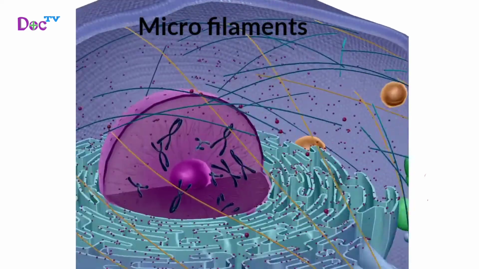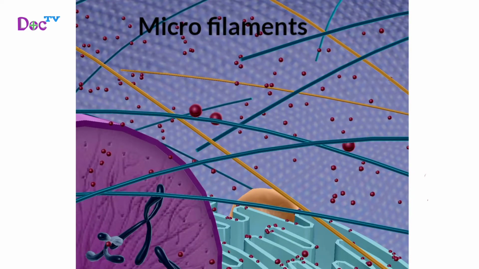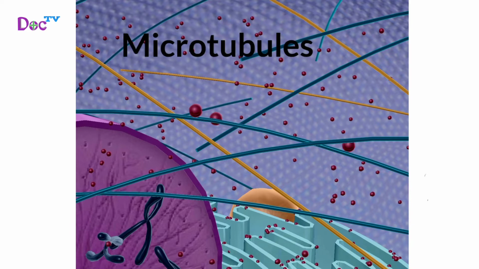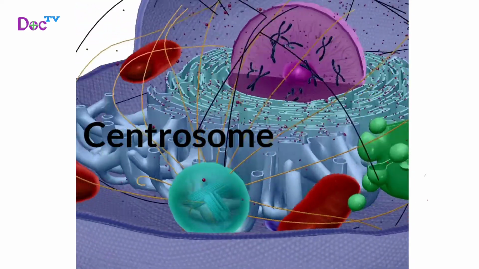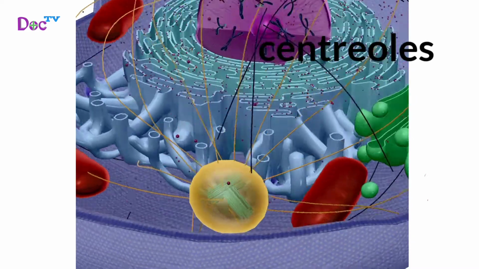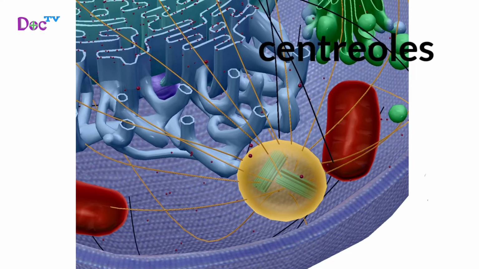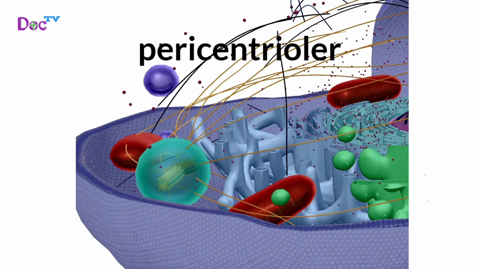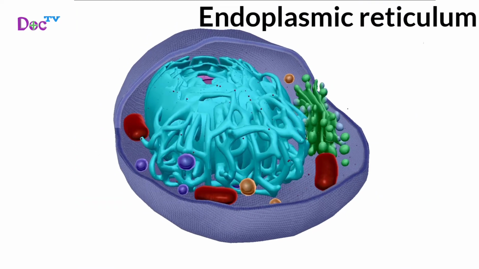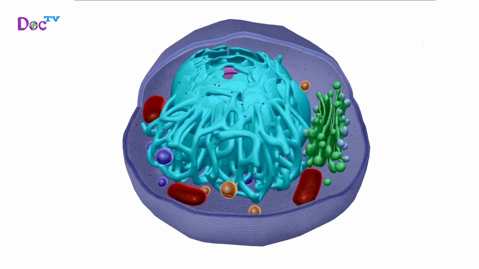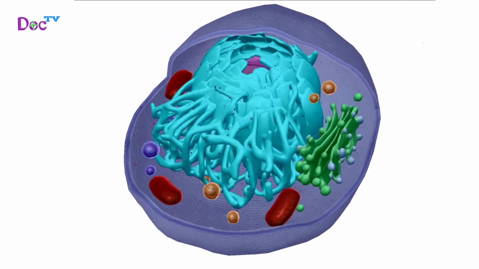Cytoskeleton, microfilaments, microtubules, centrosome, centrioles, pericentriolar material. Endoplasmic reticulum. The endoplasmic reticulum is a folded membrane network that synthesizes proteins and other substances.